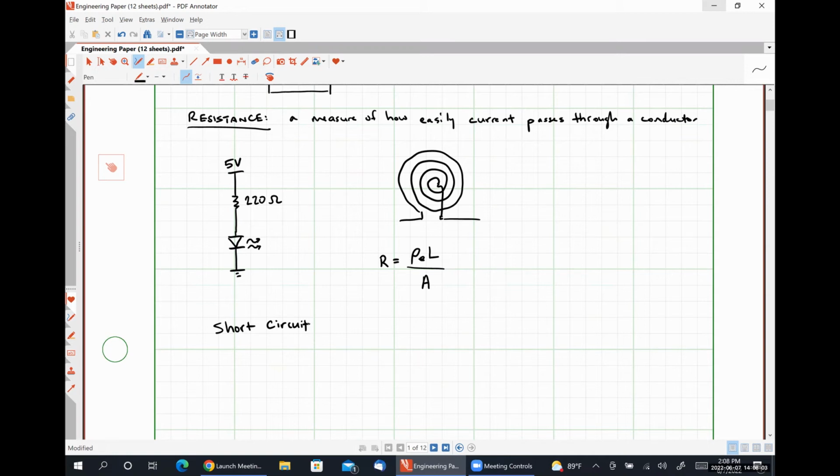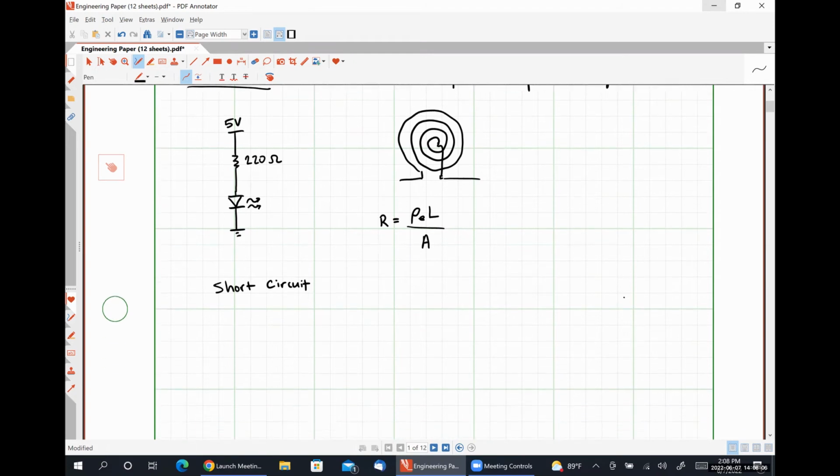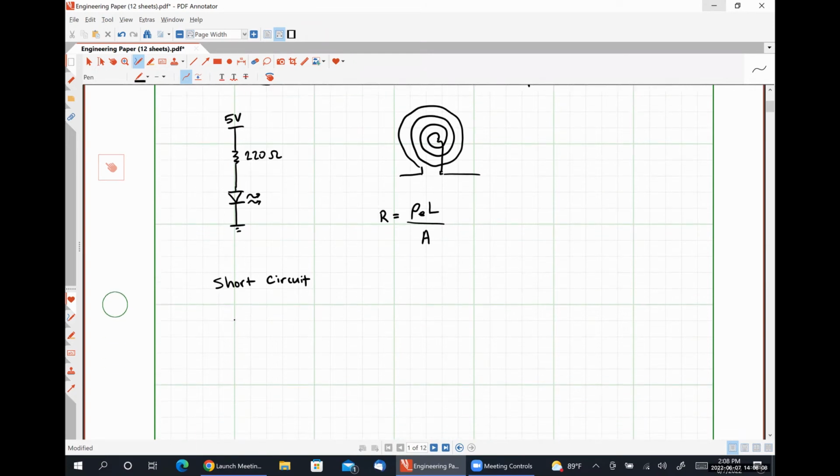We represent short circuits on a circuit diagram literally by just a wire. Okay. And we treat a short circuit as an element or a wire that has a resistance of exactly 0 ohms, which means from Ohm's law that the voltage drop across a short circuit has to be exactly 0 volts.